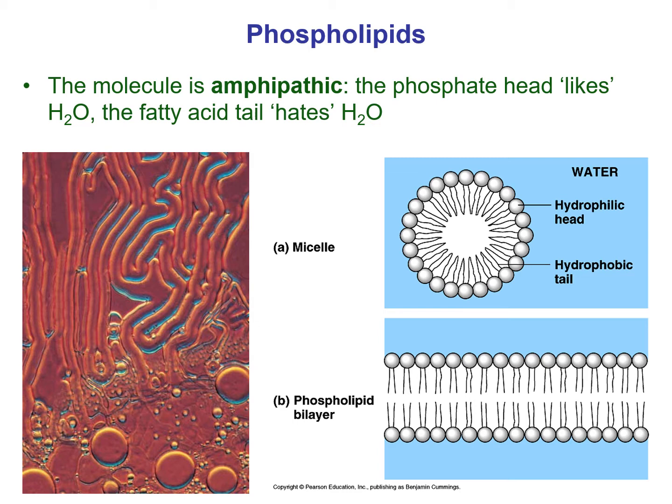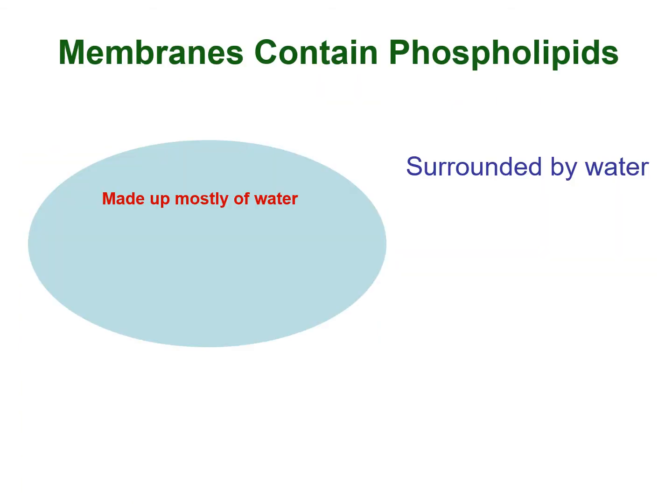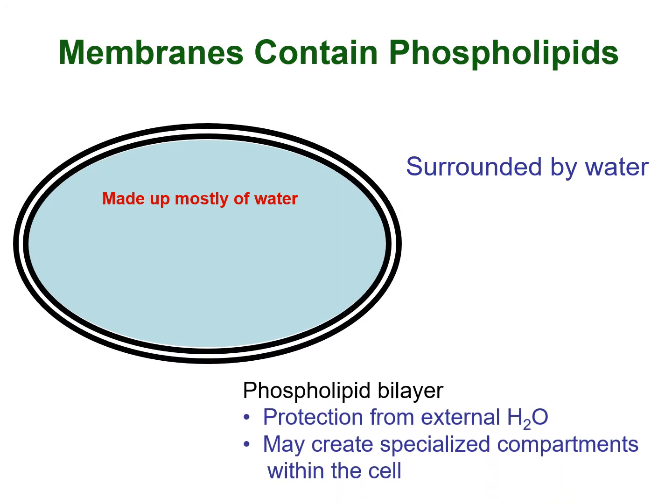Now, if it's an artificial membrane that you're going to use for research reasons or something like that, there's some other things you have to do to make it more resemble a membrane, but we'll get back to that in a bit. Okay, so as I've already alluded to, membranes are made up of phospholipids, and they form a barrier between the cell and the outside world, and they're also used to make compartments within the cell.